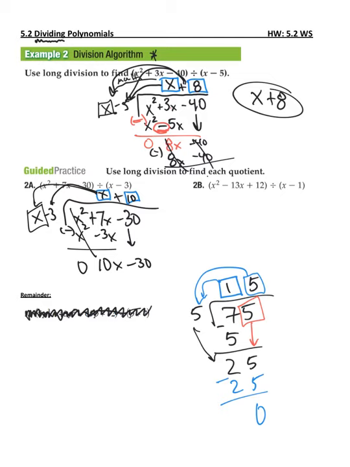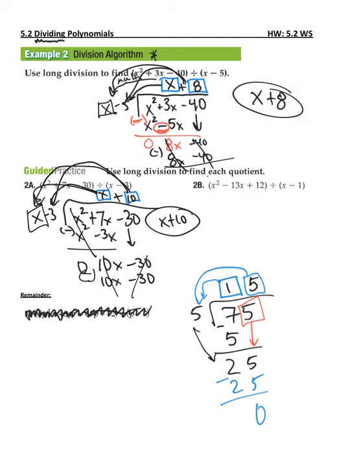And so then we can do the distribution: 10 times x is 10x, and 10 times negative 3 is negative 30. When we subtract, 10x minus 10x cancels, and negative 30 minus negative 30 cancels to 0. x plus 10 is our remaining factor after we divide by x minus 3.